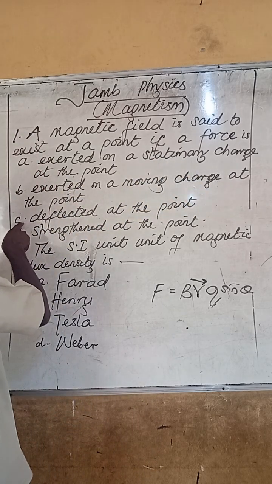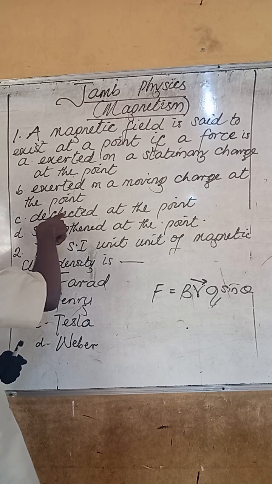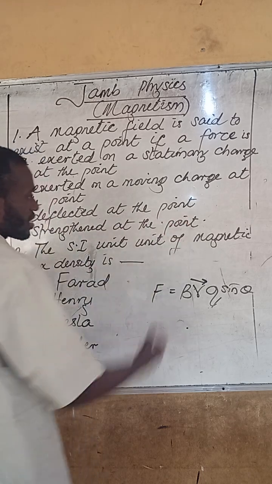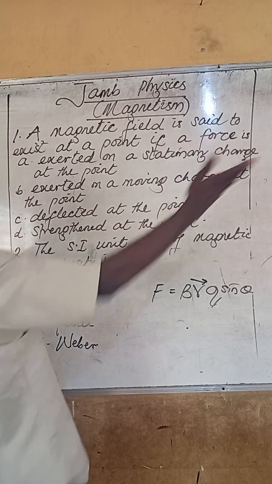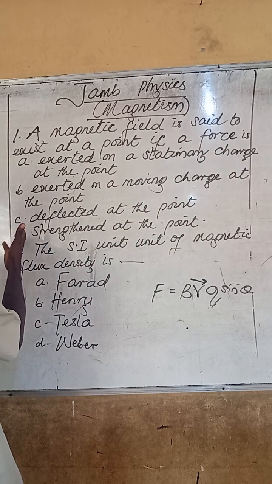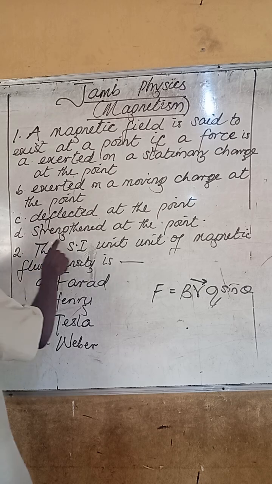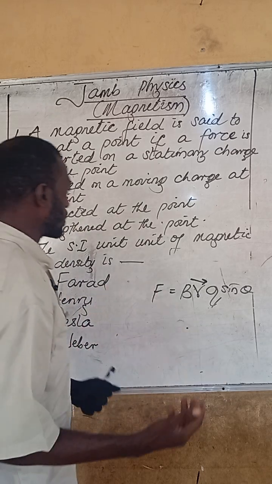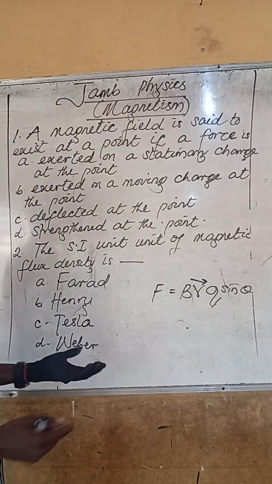Maybe that makes sense. Option C says deflected at the point. That doesn't even make sense. A force is deflected at that point, it doesn't make sense. A force is strengthened at the point. A force, that doesn't make sense either.